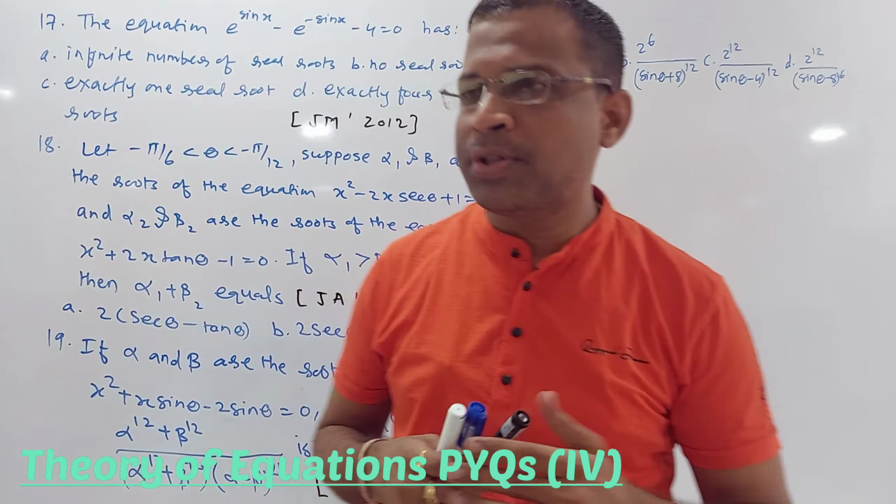The equation has infinite number of real roots, no real roots, exactly 1 real root, or exactly 4 real roots. Fine. Let us start. The basic step which we know about such kind of question is that the exponential is considered to be some number, some alphabet. So let me define, let e power sin x is equal to k. So I am going to get k minus 1 upon k, because this is the negative power, minus 4 is equal to 0.